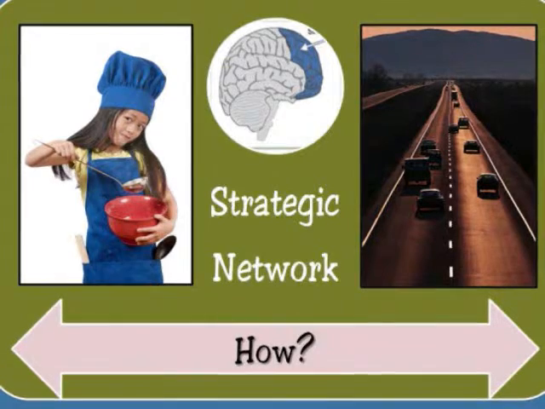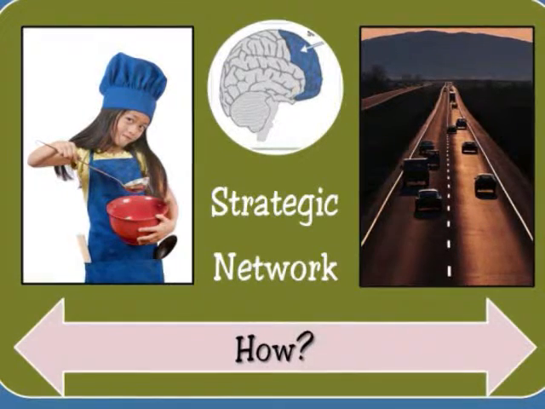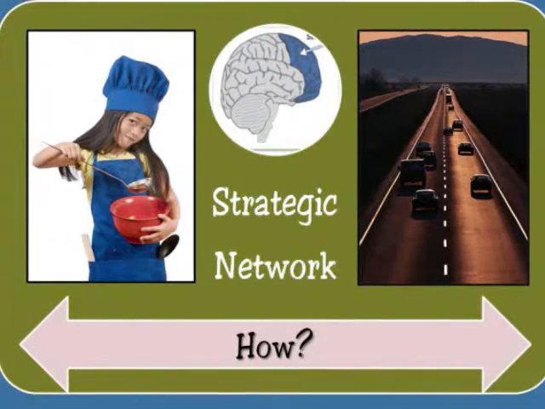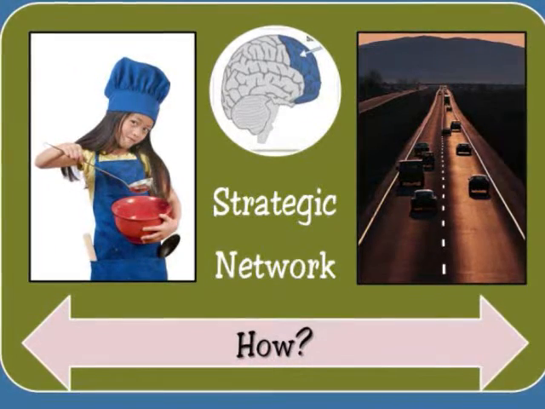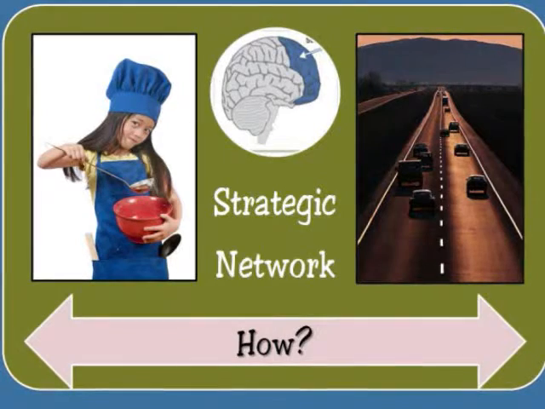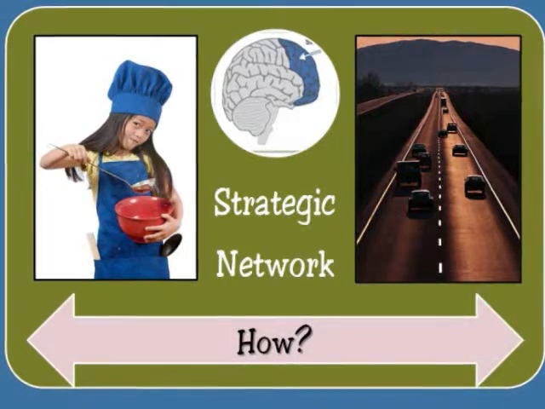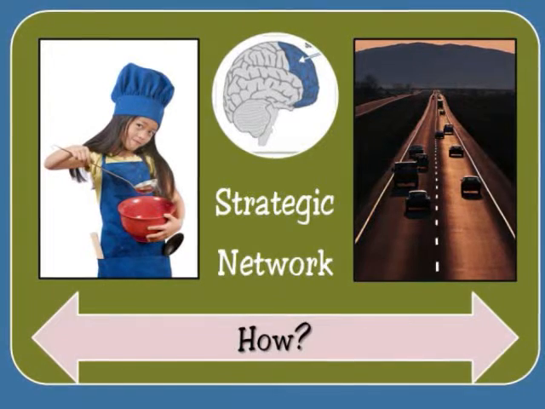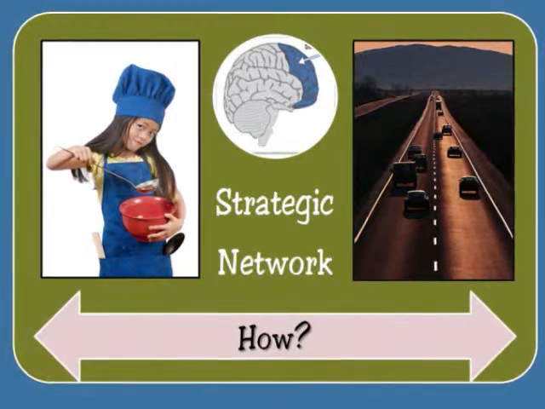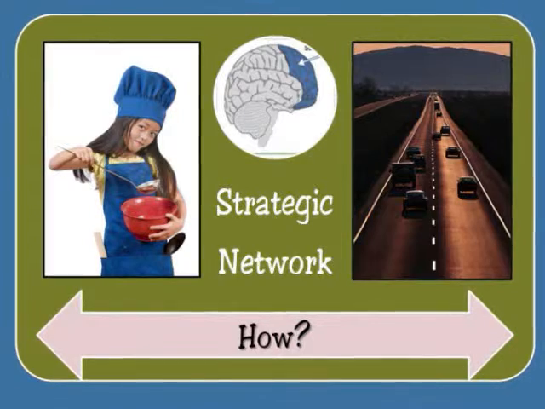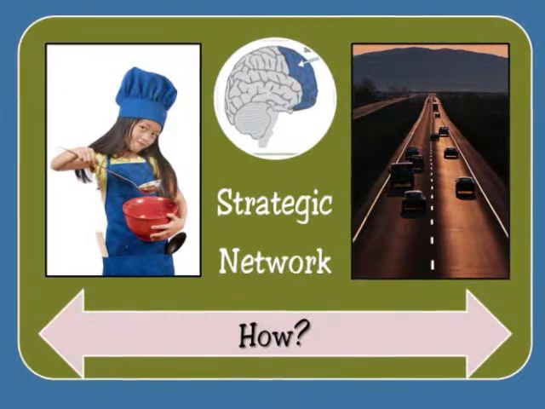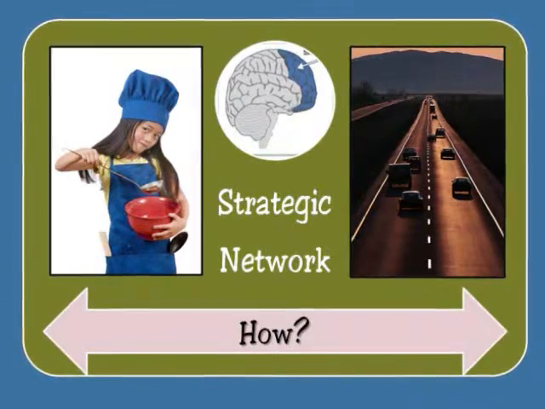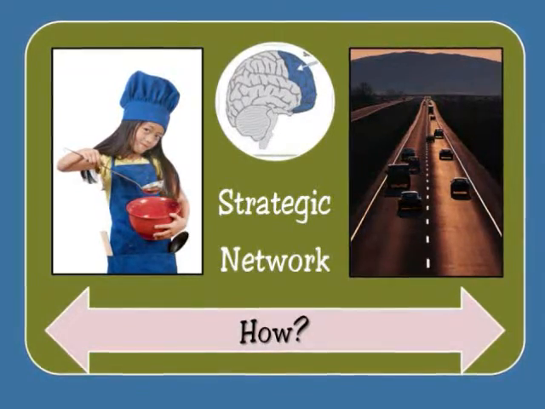The strategic network of the brain is located in the front. This part of the brain is the how of learning. It determines how we organize and plan. The strategic network sends axons in the brain to muscles to allow you to move. It also plans your actions. Cooking, running, and driving a car are all actions that would be involved with the strategic network. In education, planning a lesson, completing a project, solving a math problem, and knowing how to answer a question are skills that are controlled by this network.